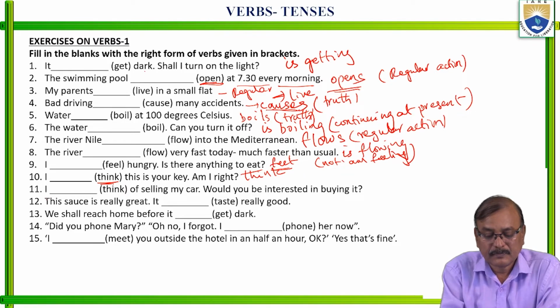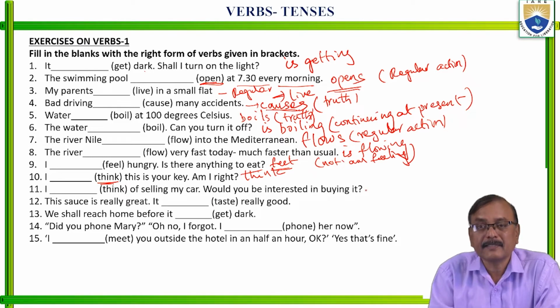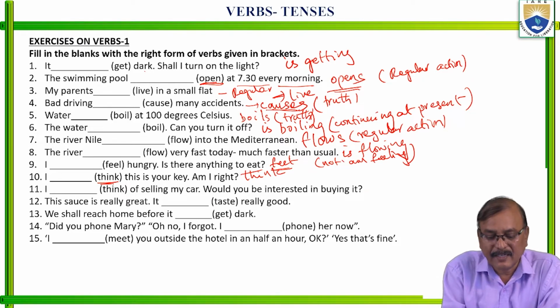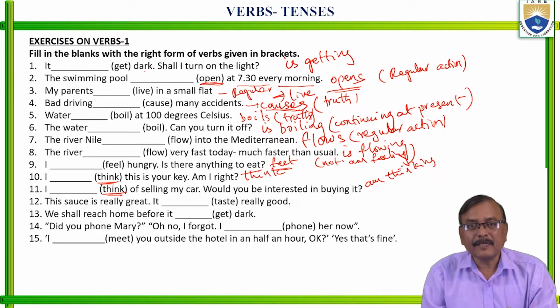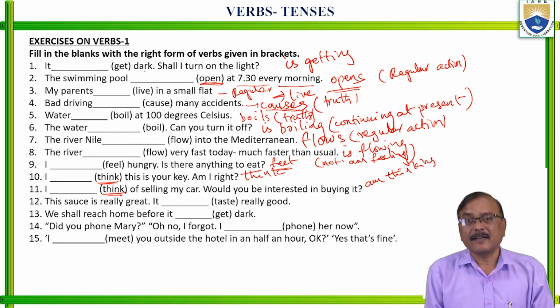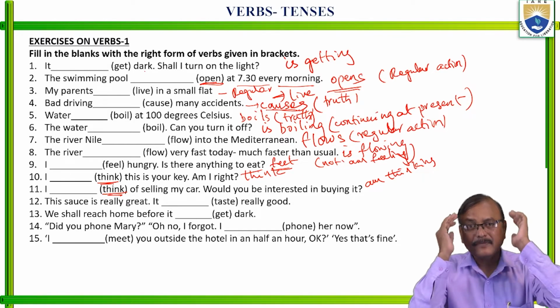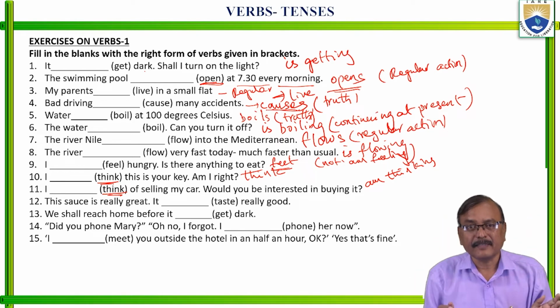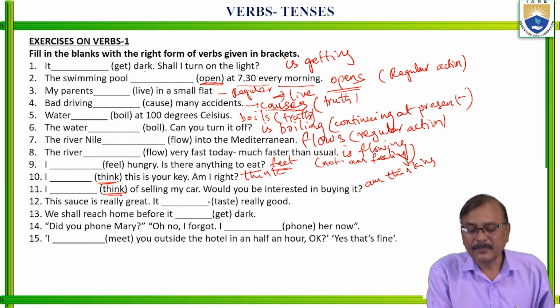But see here. I am just thinking of selling my car. Would you be interested in buying it? See here, you can use it in continuous tense. I am thinking means some process in my mind is going on. Whether to sell it or not. If I sell, what happens? If I don't sell, what is the position here? Some process is going on here in my mind. So there is some progress of the action. There you can say, I am thinking of selling my car. Would you be interested in buying it?